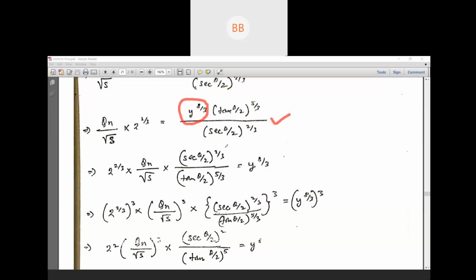Then after this we have taken cube on both sides. We have cubed both the left hand and right hand side. That is why it is 2 to the power 2 by 3, to the power whole cube. This is also whole cube, then this term is also whole cube and this is also whole cube.